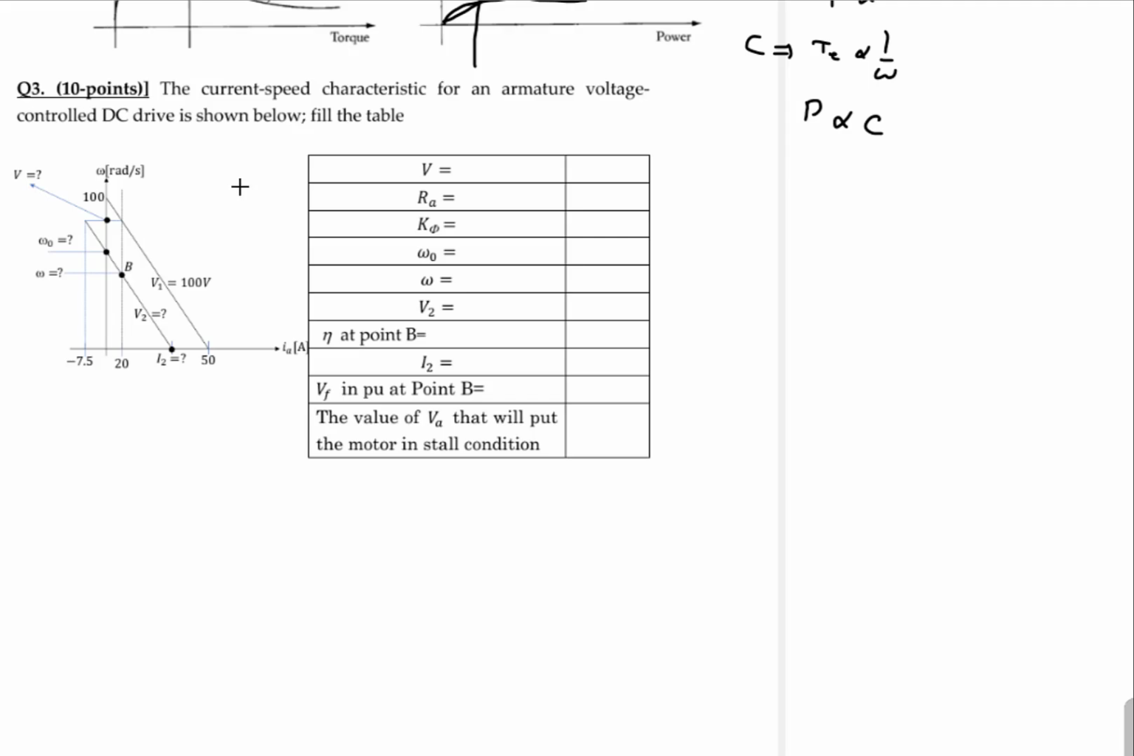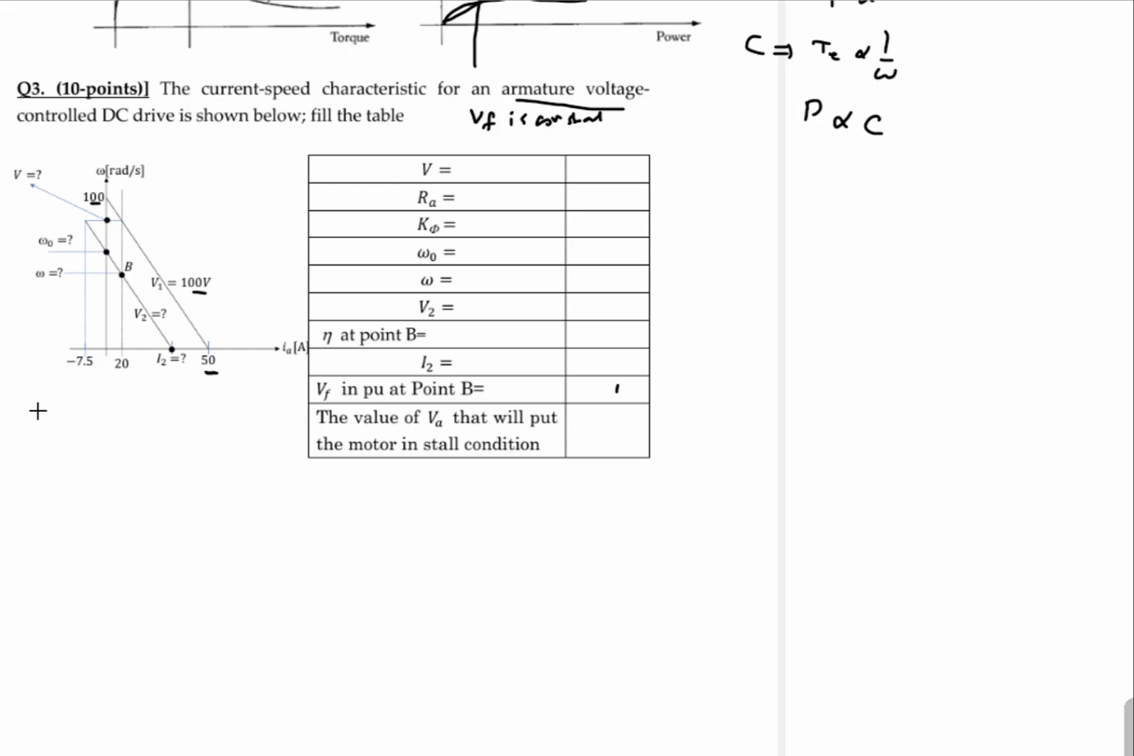Now for the last question, the current speed characteristic of an armature voltage control DC drive is shown below, and we need to find some unknowns. Here armature voltage control means that VF is constant. So here VF in per unit will be 1, whatever VF in the curve. For this torque speed characteristic, the voltage is given, the no load speed is given, and the I start is given.